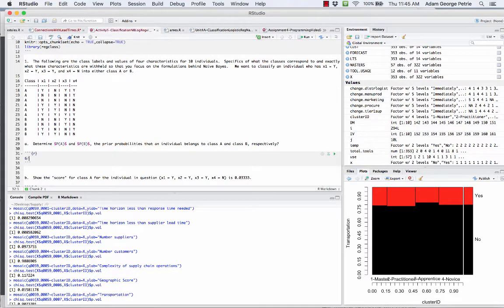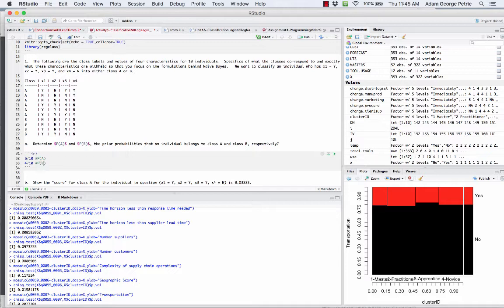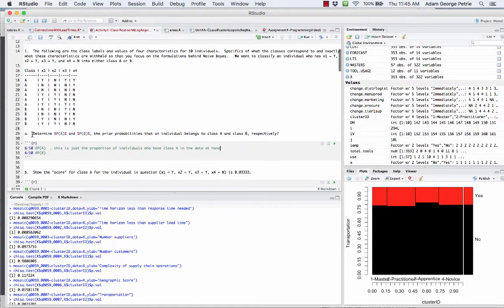So what we would have is 6 out of 10, which would be P of A, the prior probability for A, and 4 out of 10 for the prior probability of B. This is just the proportion of individuals who have class A in the data at hand.